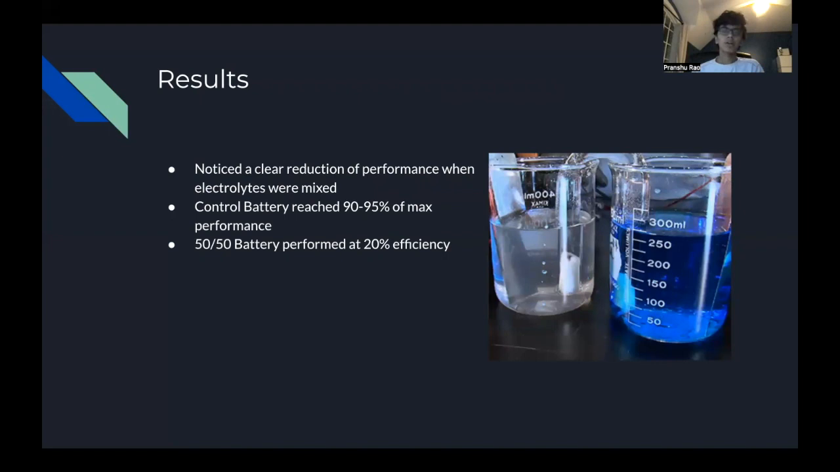The control battery reached 90 to 95% of max performance of the 1.10 volt potential. It would reach around 1.04 to 1.0, whereas the 50-50 battery almost didn't even hit 0.2 volts. It was actually a shocking result of how poorly it did.